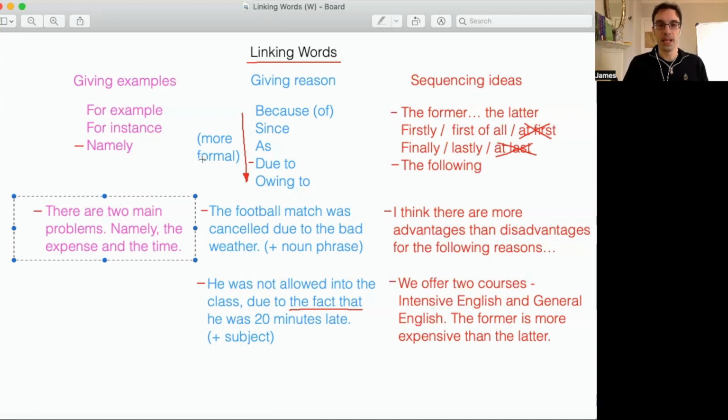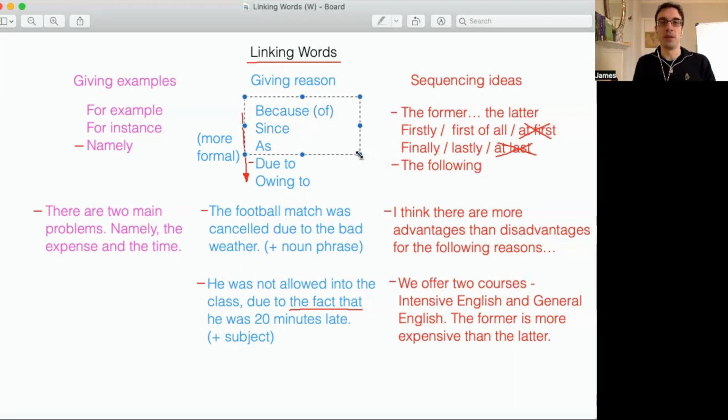All right. To move on to the next category, we've got giving reason. And as I said, the most basic way of giving reason in English is to use the word because or because of, depending on the sentence. Now, a lot of people don't realize this, but there are 2 interchangeable words that you can use instead of because, and they are since and as. And I'll give you a couple of examples.